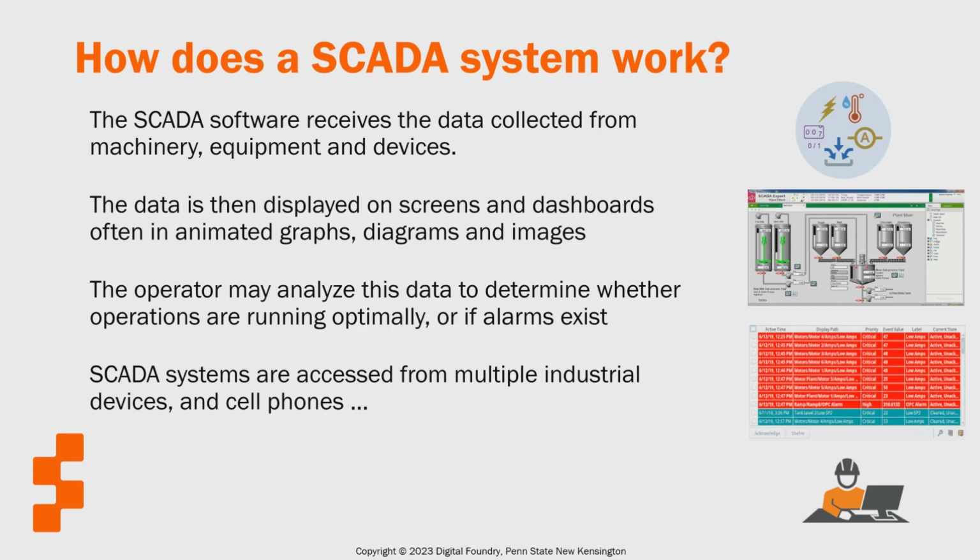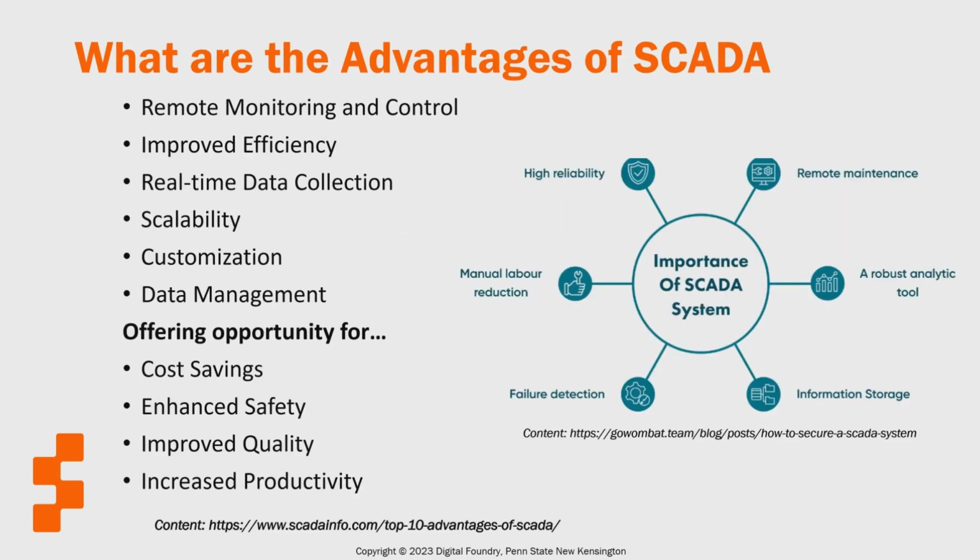With the use of alarm screens, the operator can analyze this data to determine whether operations are running optimally or whether they need adjustment or urgent intervention. For example, operators can use the SCADA system to change rates and settings, recalibrate equipment, or shut down a process altogether if necessary. SCADA systems are often accessible from industrial HMIs, tablets, laptop computers, and cell phones.